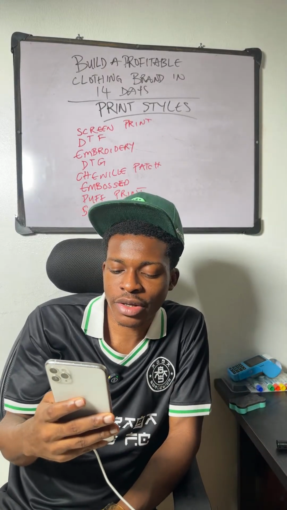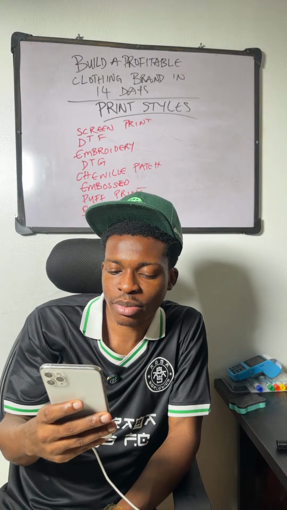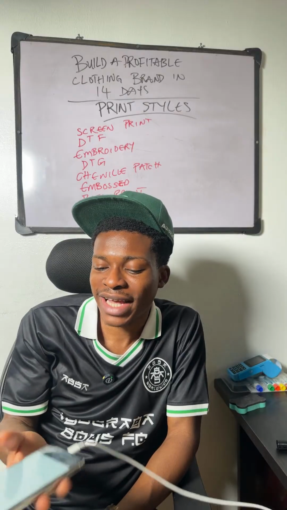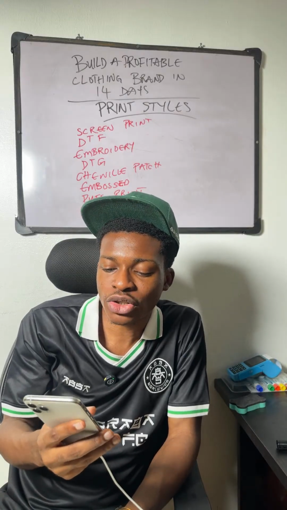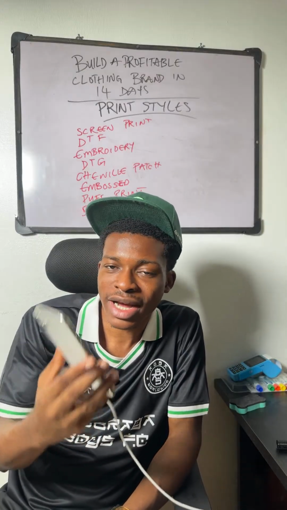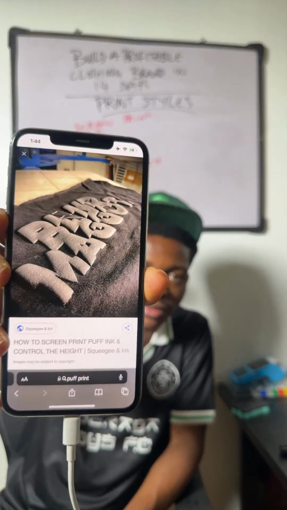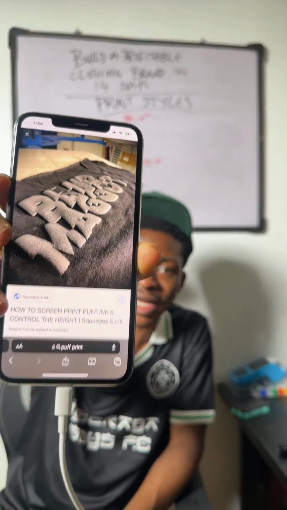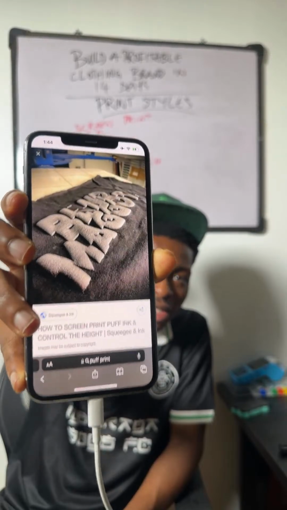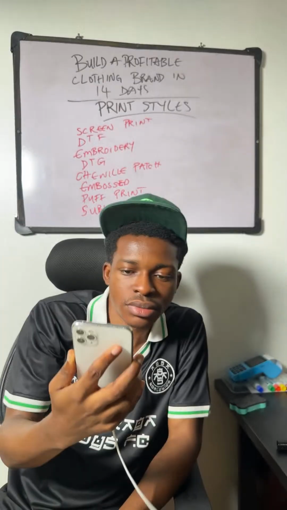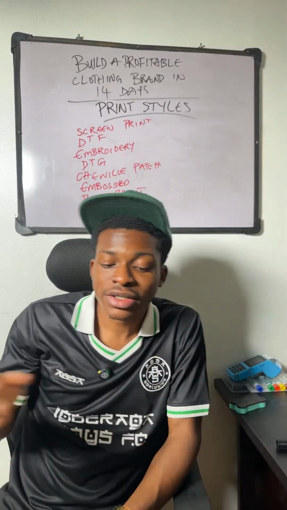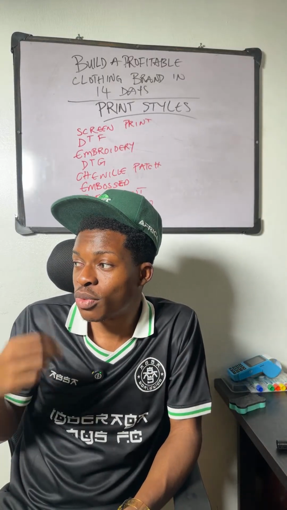Let me show you this thing of puff print. So you see puff prints. But some of these things, like I said, any print style that I mentioned to you, you can just do a quick Google search and you will see it. This is puff print. This is what puff print looks like. Like I said, it is the same thing with screen print, but they just add a chemical that makes it swell up. I hope you guys can understand that. You can Google all these things to see what the print looks like.